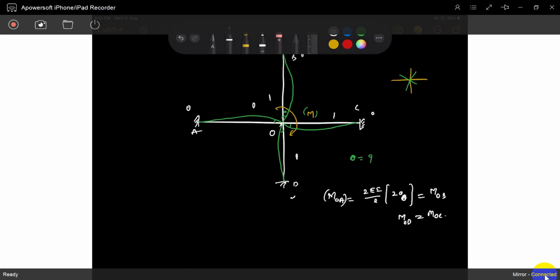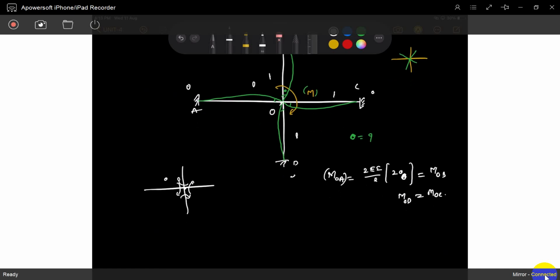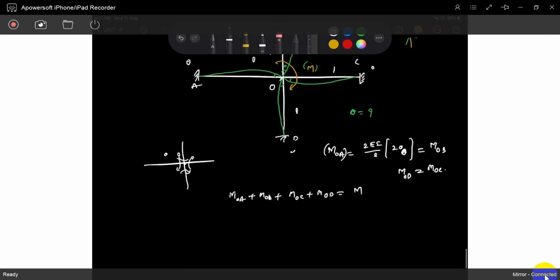These are the moments at joint O: M_OA, M_OB, M_OC, M_OD, each clockwise. In the joint equilibrium equation, M_OA plus M_OB plus M_OC plus M_OD must be equal to the external moment. So what is that value?